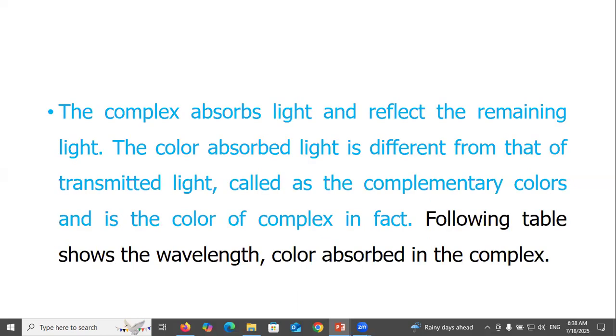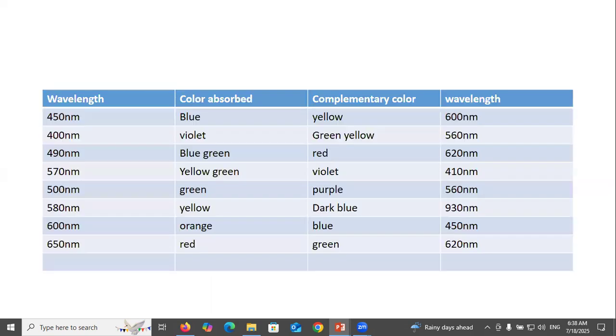The complex absorbs light and reflects the remaining light. The color of the absorbed light is different from that of the transmitted light. The complementary color is the color of the complex. In fact, the following table gives the wavelength, color absorbed, and complementary color.